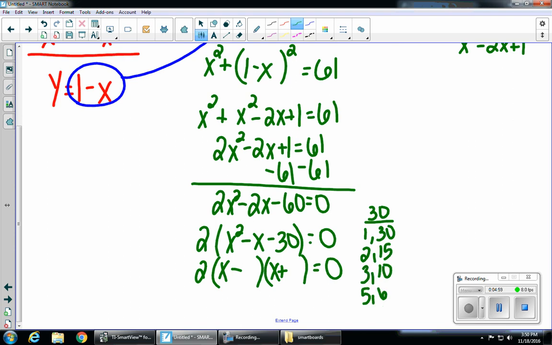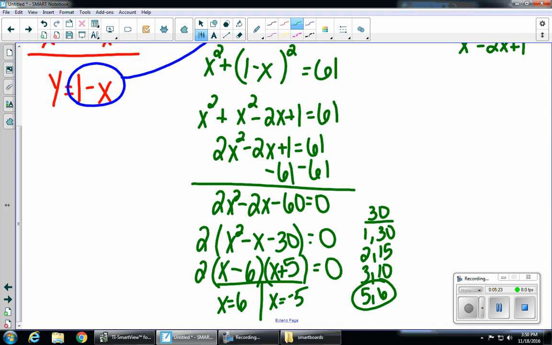And I'm looking for a pair that will give me -1. My pair is going to be 6 and 5. So now I'm going to tee off. We don't care about that 2 on the outside because 2 can never equal 0. So I get x equals 6 and I get x equals -5. So I have 2 answers for x, which means this system has 2 points of intersection.